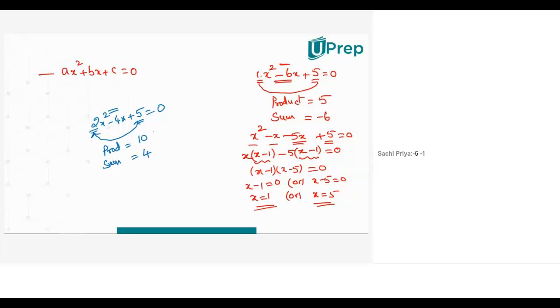Now the problem with this number is that 10 as a product has only two factors, 5 and 2. Because both 2 and 5 are prime numbers, I cannot further refactorize them and recombine them to get two numbers. Whether I add 5 and 2 or subtract 5 and 2, I'll never get 4 as a sum. That means there are many quadratic equations for which identifying the two factors is not so easy. Are you getting what I'm saying? Did you identify the problem with the two examples which are on the screen?